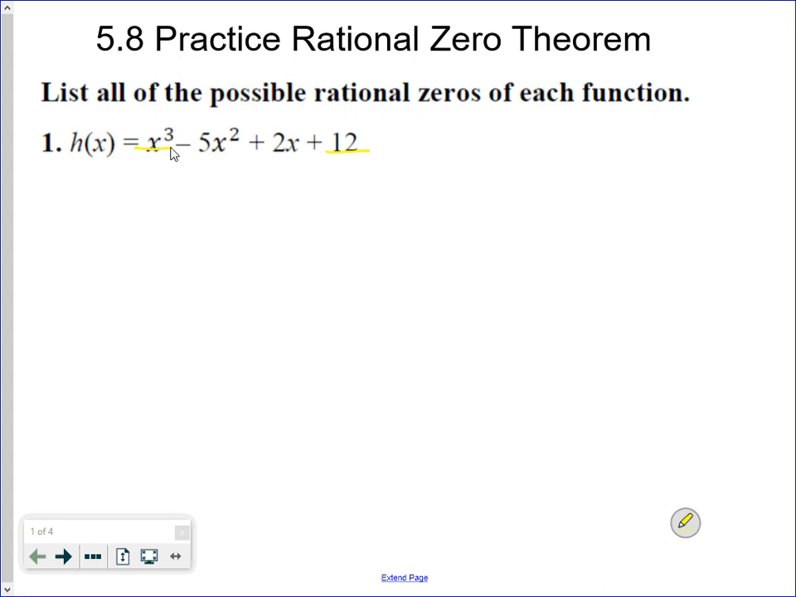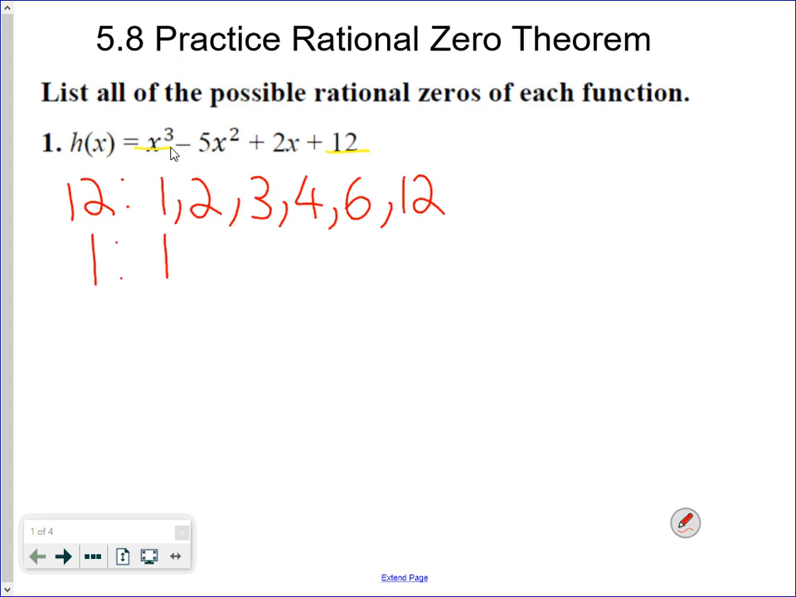So here's an example of that. For example, factors of 12 include 1, 2, 3, 4, 6, and 12. And then factors of 1 is just 1. For a second here, I'm going to label the factors of 12 as P, and the factors of 1 as Q. So any P over Q that I make with these factors could be a possible rational zero. I always want to do the positive and the negative.